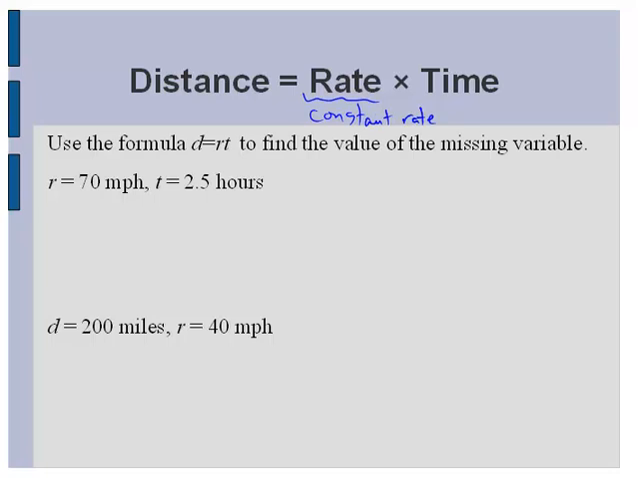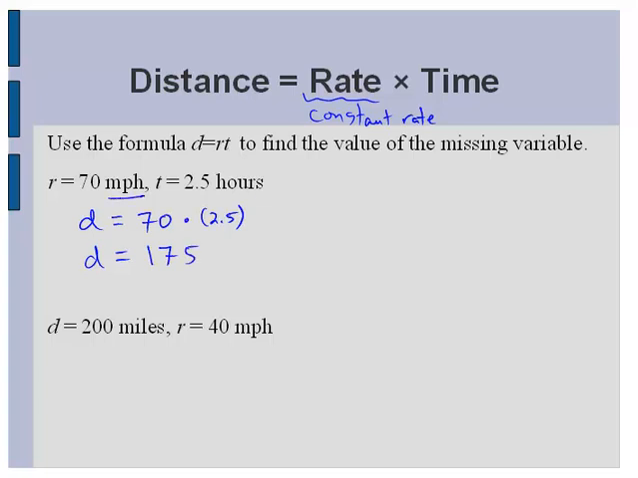If there's any acceleration, it becomes much more difficult, and we probably wouldn't see those at this level. So use the formula d equals RT to find the value of the missing variable. If the R is 70 miles per hour and T is 2.5 hours, the missing variable would be D, and D would equal 70 times 2.5. So D would equal 175. And what are the units on that?